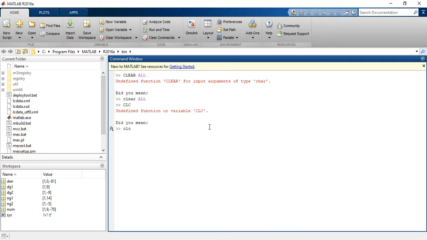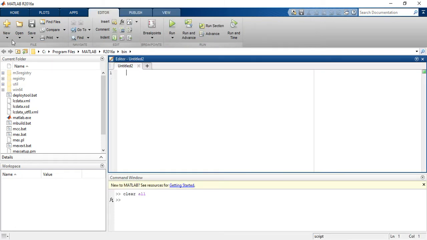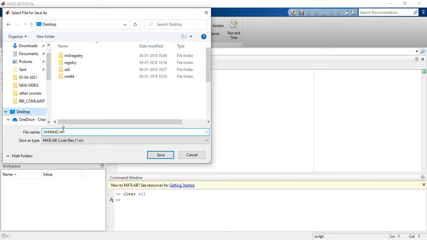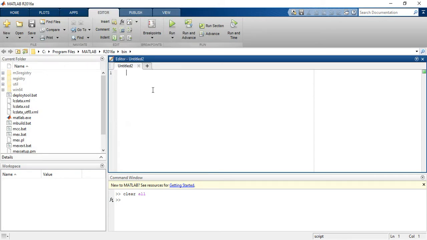I think all of you are aware of MATLAB and its interface. Whenever we want to write any kind of script, I will click on new script. It will open an editor over here, and I need to save this file. I will save it as, let us say, EE255 exp1.